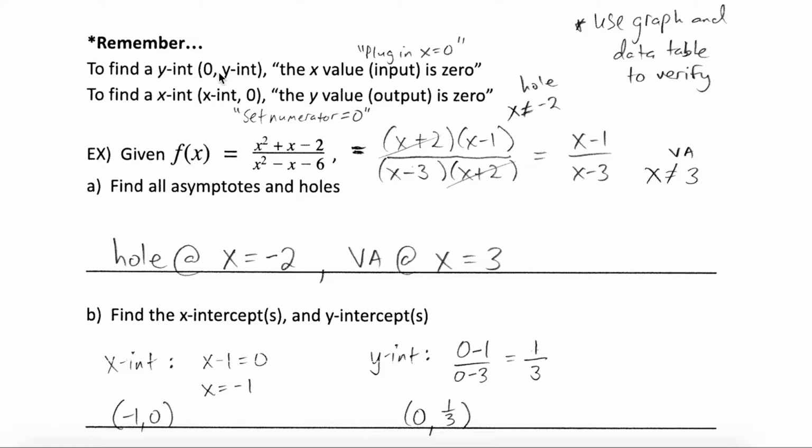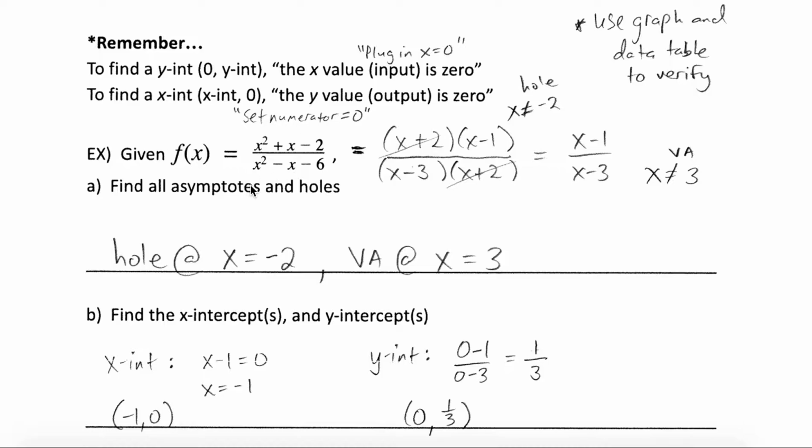To find a y-intercept, we know that our x value is 0. So if we just plug a 0 into all of our x's, our output will be our y-intercept value. To find an x-intercept, we know that that's where our y value is 0, or in other words, our function is 0. And when we have a rational function, we don't care about zeros of the denominator. That's not going to be our x-intercept. We want zeros of the numerator, because if the numerator is 0, then everything is 0. 0 divided by anything is 0. So set the numerator equal to 0 and solve for x, and you'll find your x-intercepts.